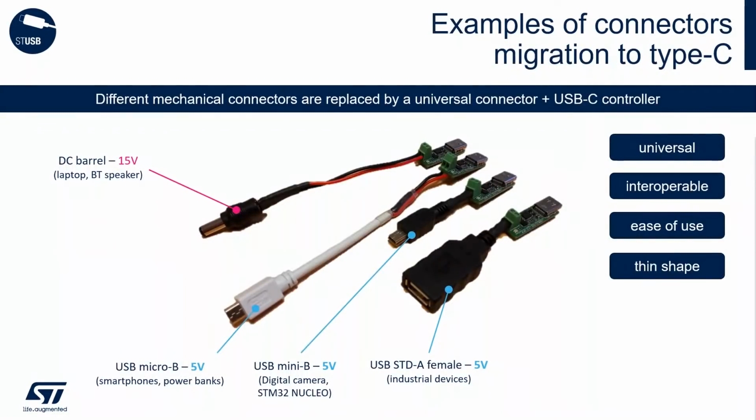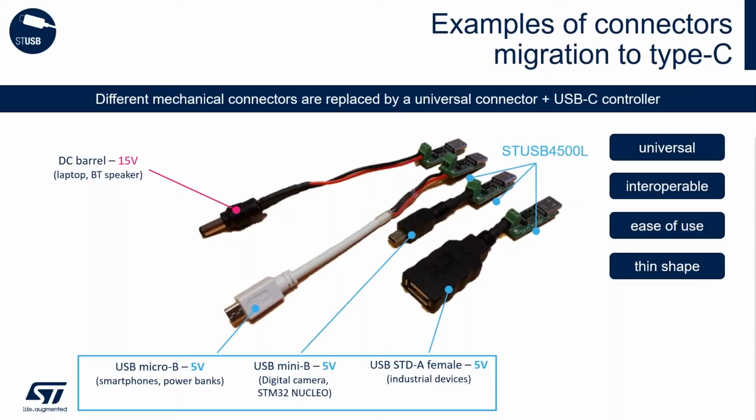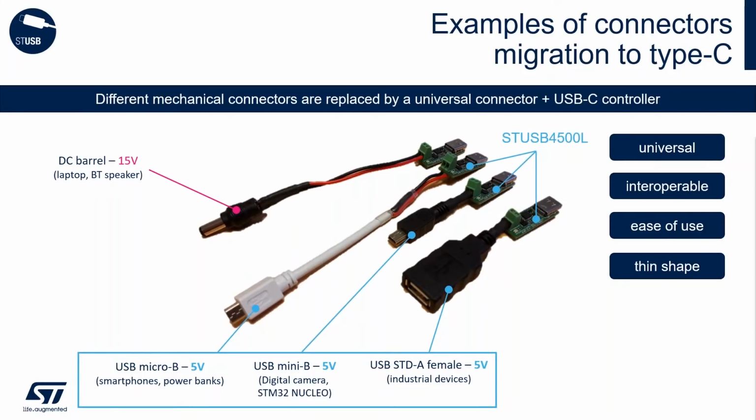As shown in the picture, different kinds of 5-volt or more connectors can be replaced by a single USB-C. Implementation will rely on different USB interface ICs or ICs with different settings. So our ST-USB4500L controller can be used to migrate 5-volt connectors to USB-C, while the ST-USB4500 PD sink controller must be used and configured to support any 5-volt to 20-volt application. These mini dongles allow quick external prototyping with a limited footprint before it is integrated in the final application.